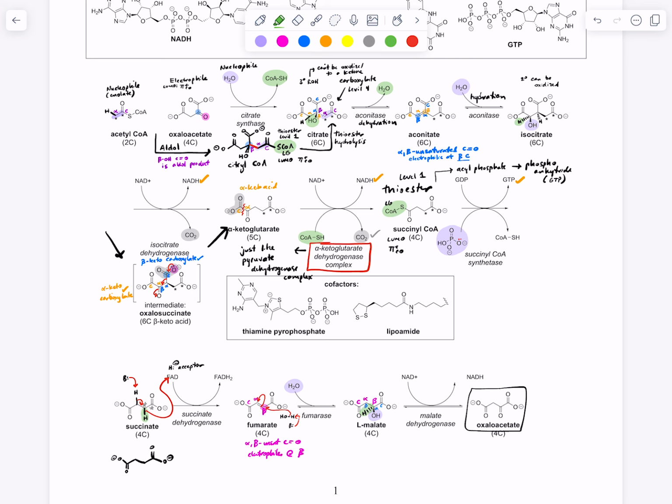I think that's a good place to pause. When we come back after the break, we will dig into the first part and just get as far as we can go with the arrow pushing.